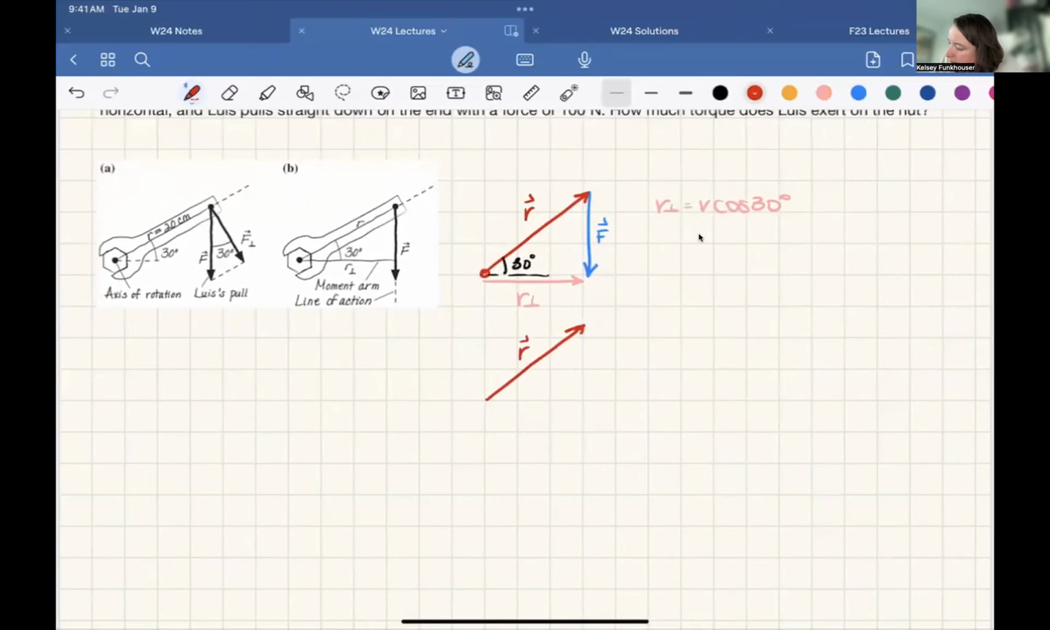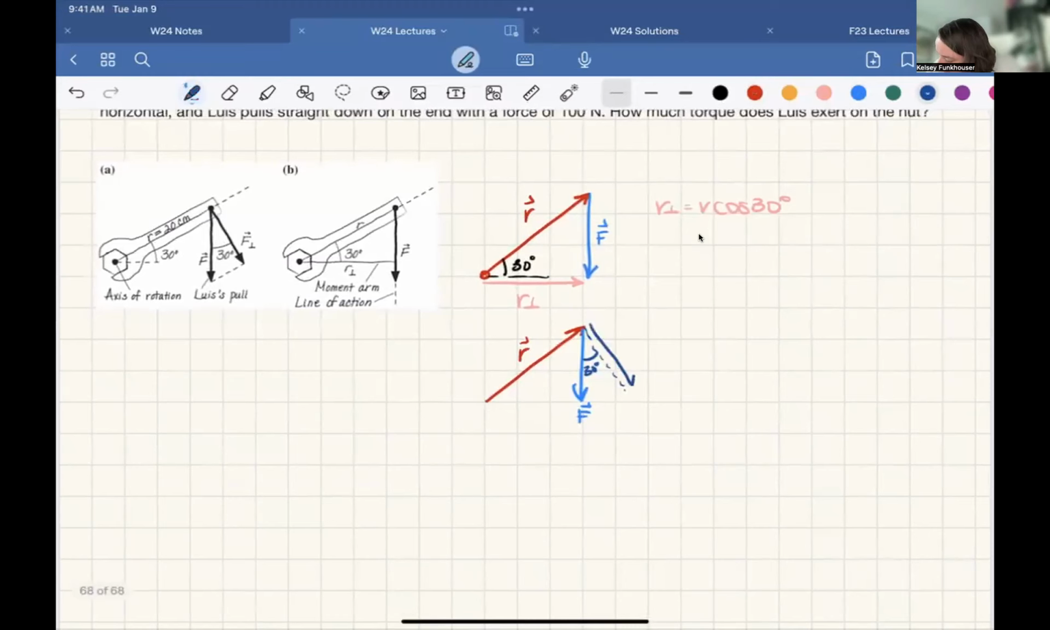Another option is radius again, and then the force pointing straight down. Then we could find the perpendicular component of the force instead. So this is also 30 degrees. And that tells us that the perpendicular component of the force is also given by cosine of 30 degrees.